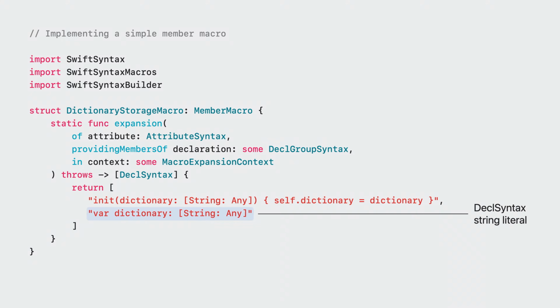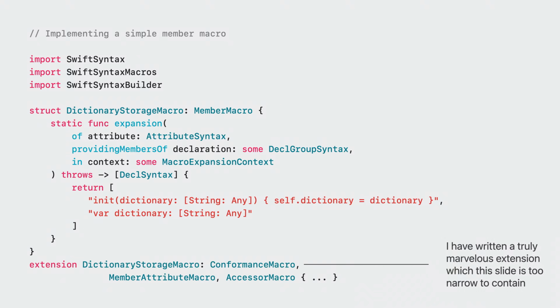Now, the var dictionary bit here looks like it's an ordinary string, but it's actually not. This string literal is being written where a decl syntax is expected, so Swift actually treats it as a fragment of source code, and asks the Swift parser to turn it into a decl syntax node. This is one of those conveniences that the Swift Syntax Builder library provides. It's a good thing we imported it earlier. So with that, and with conformances to the protocols for the other 3 roles, we'll have a working implementation of our dictionary storage macro.